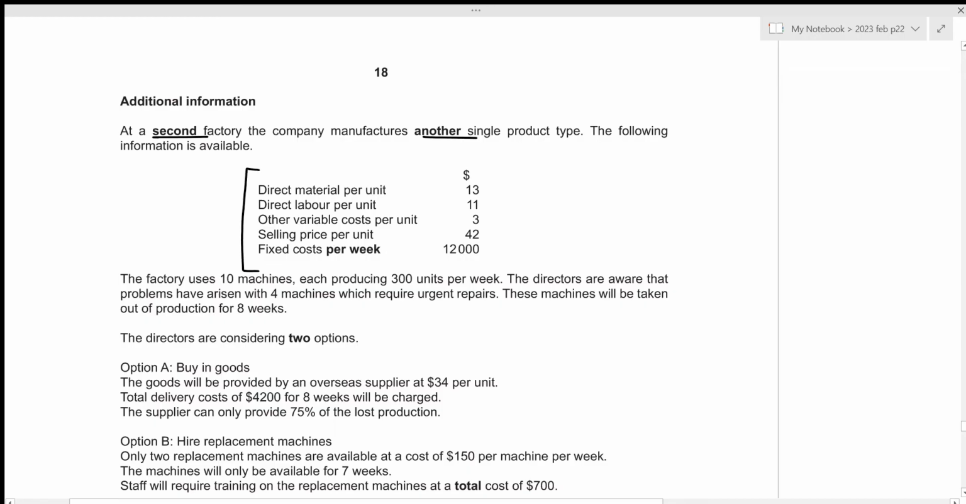Now, the factory uses 10 machines, each producing 300 units per week. So one machine produces 300 units, and we have a total of 10 machines. So 10 machines will produce 3,000 units. And this will be per week.